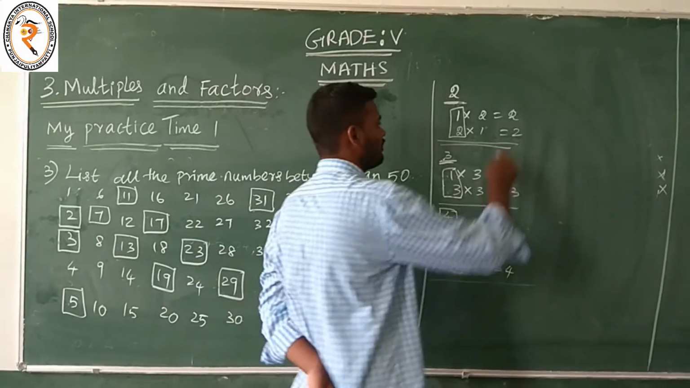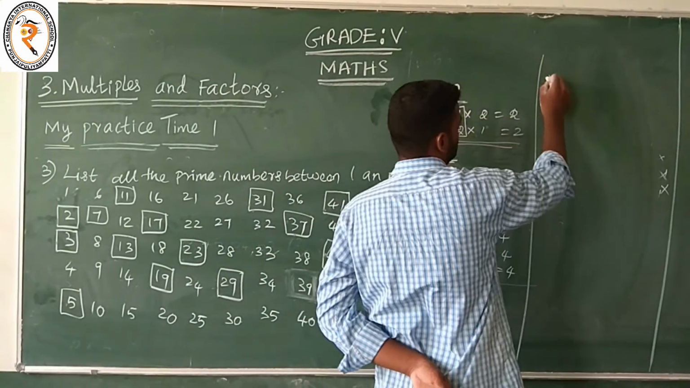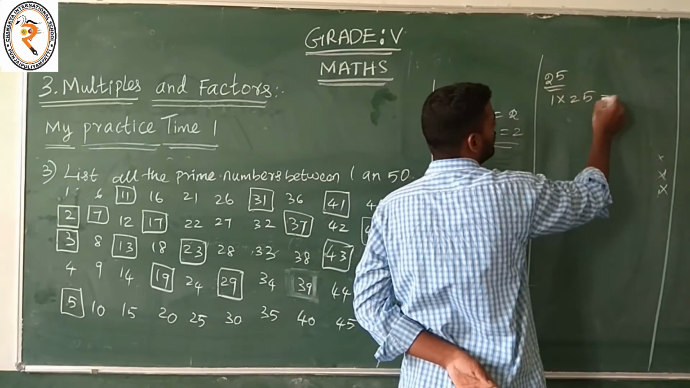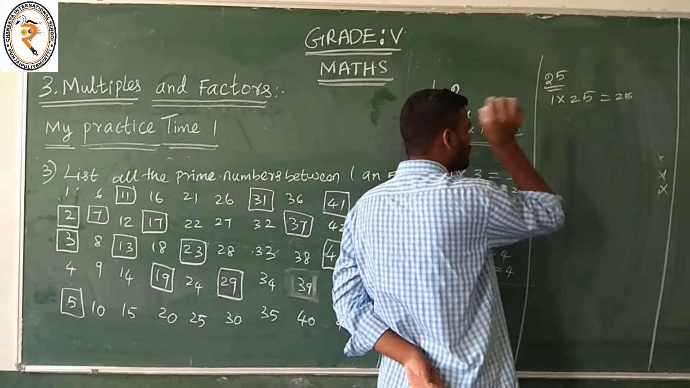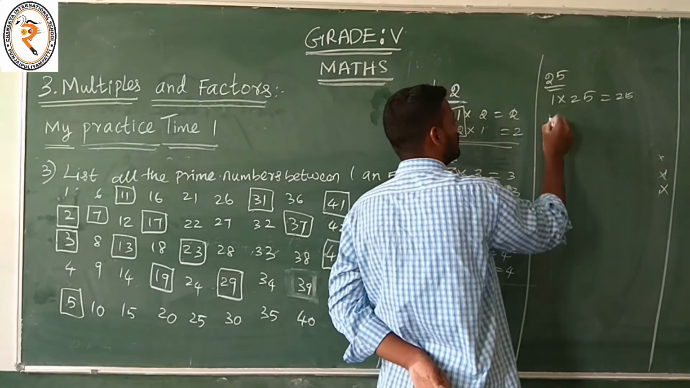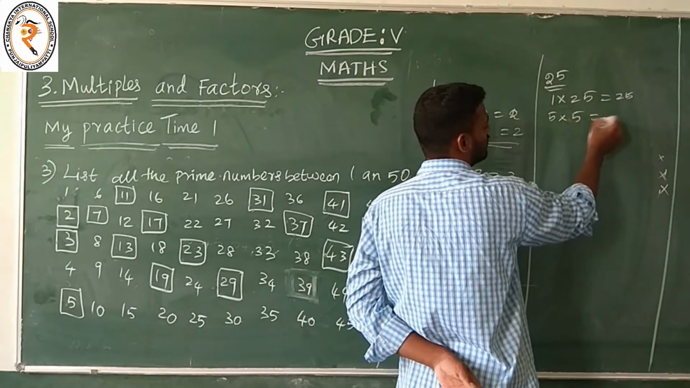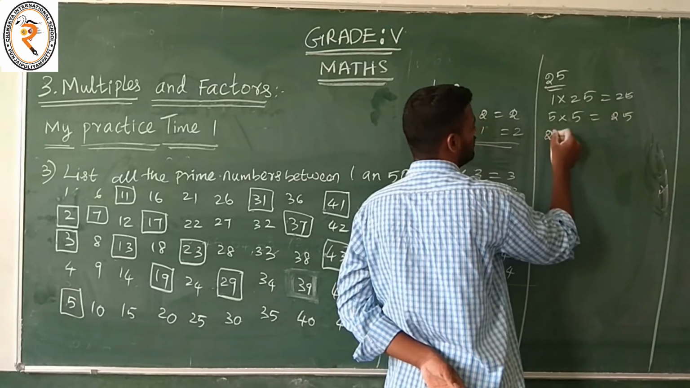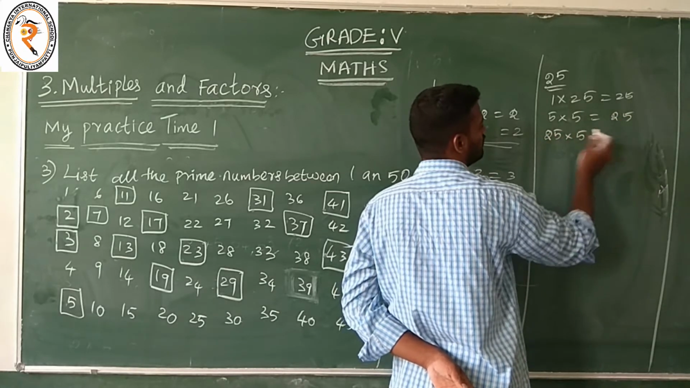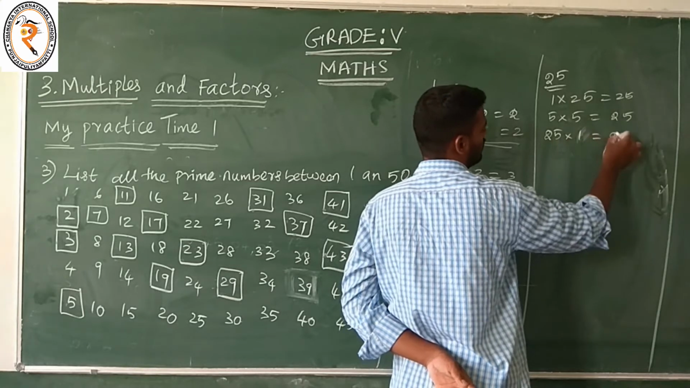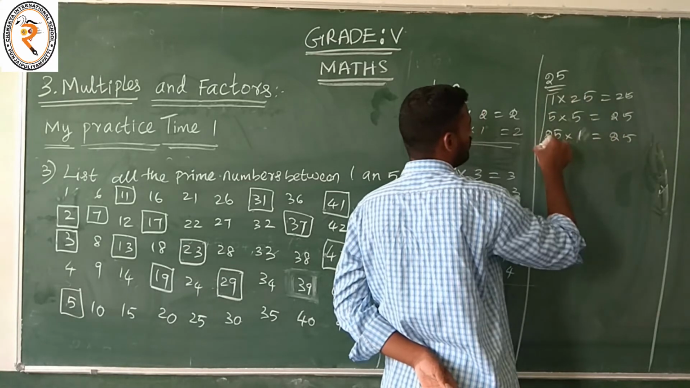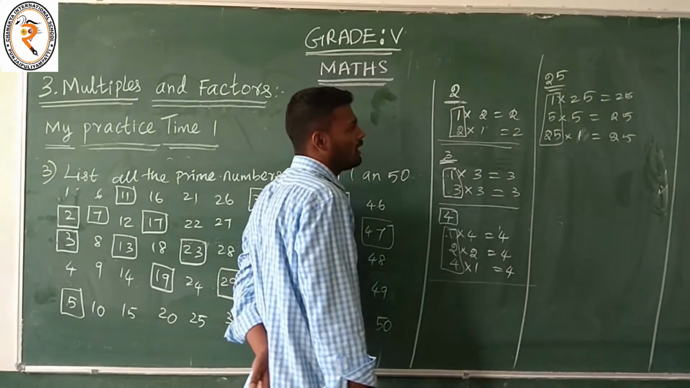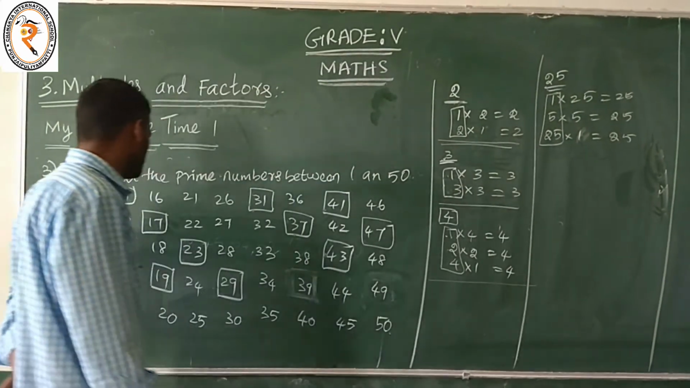Let's write 25. 25 comes in the first table: 1 twenty-five is 25. The second table does not have it. In the fifth table, 5 fives are 25, and in the 25th table, 25 ones are 25. So it comes in more than 2 tables, which is called a composite number. 25 is a composite number.